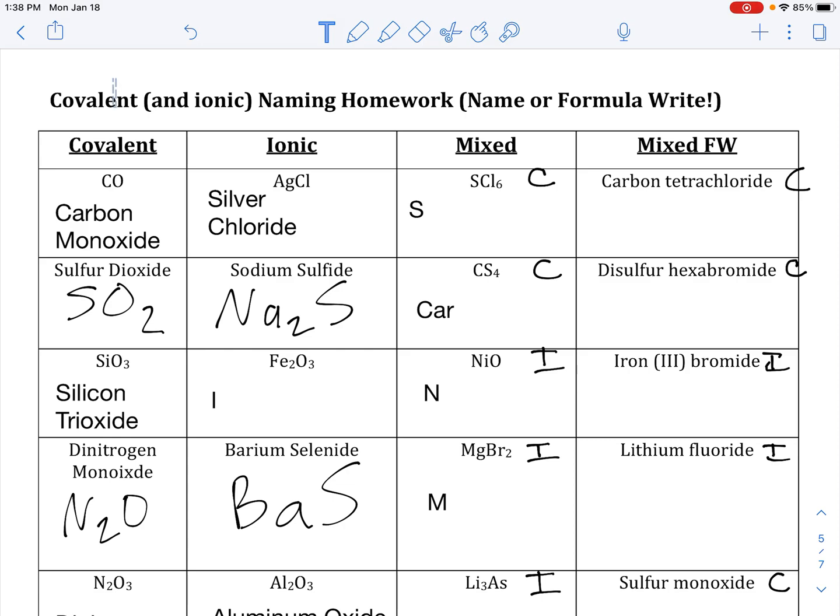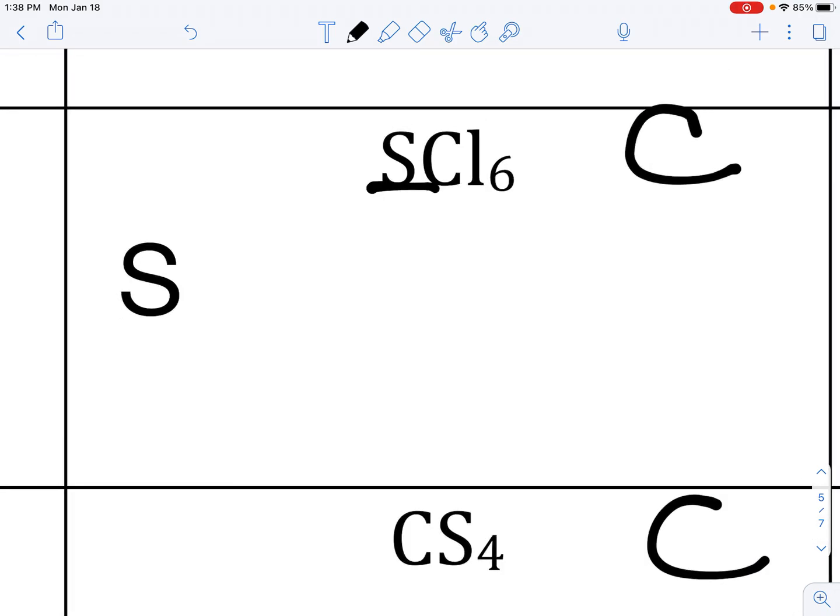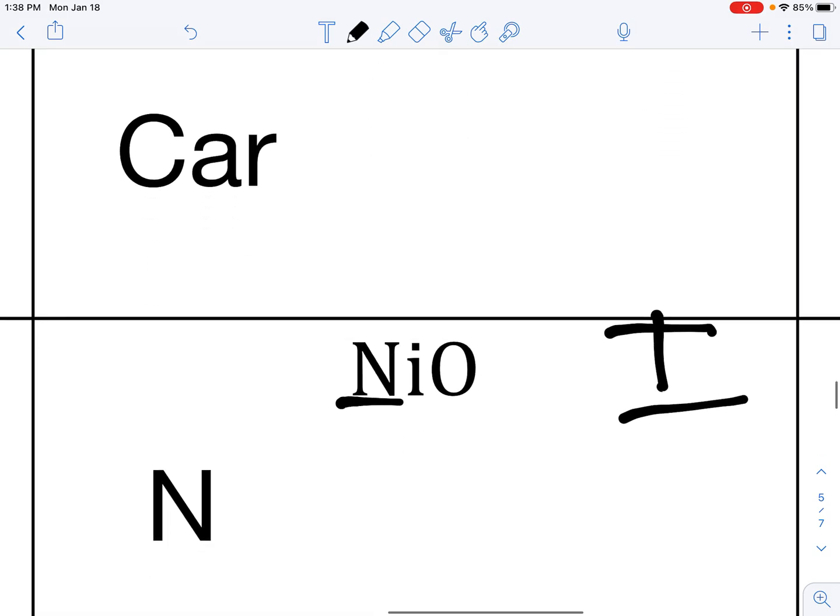So remember, these ones are all covalent, so I should know prefixes. And here, no prefixes. Okay, and the mixed ones, I already went through and identified as ionic or covalent. Remember, you look at the first element. So here, sulfur's a non-metal, so it's covalent. Versus, let's say this one, nickel's a metal, so it's ionic.